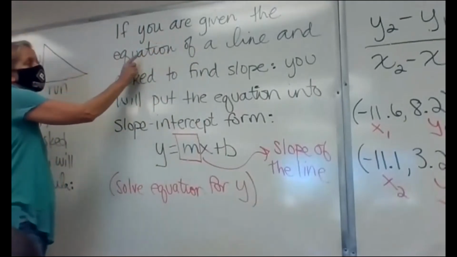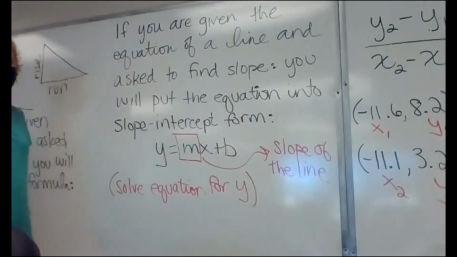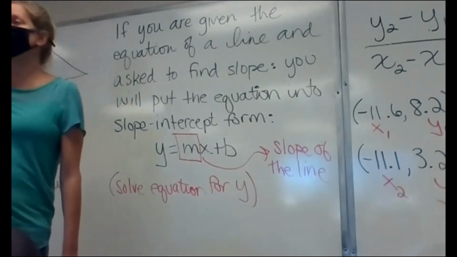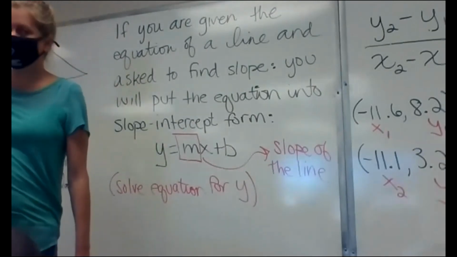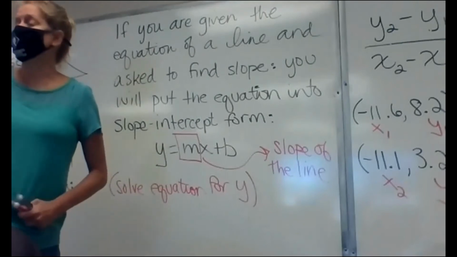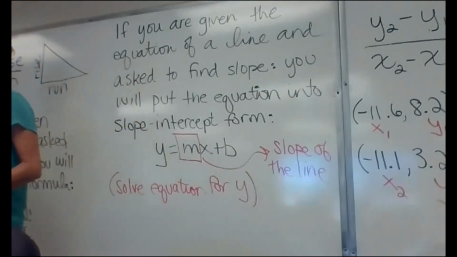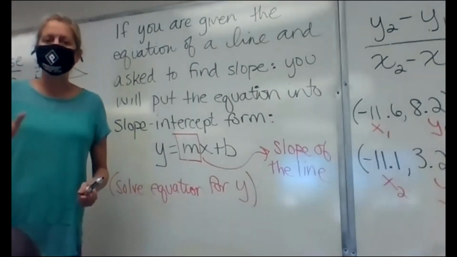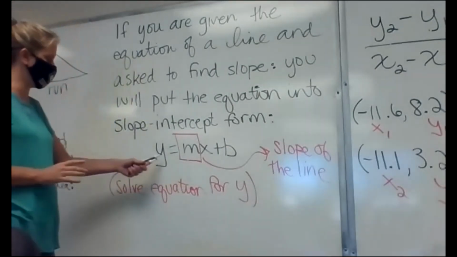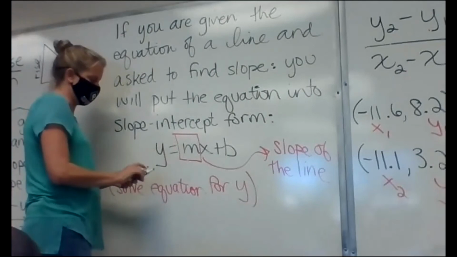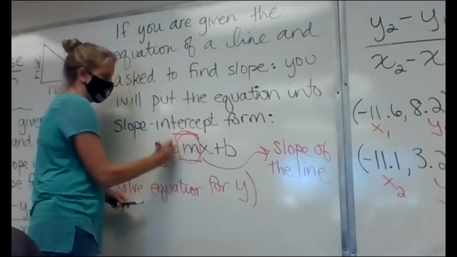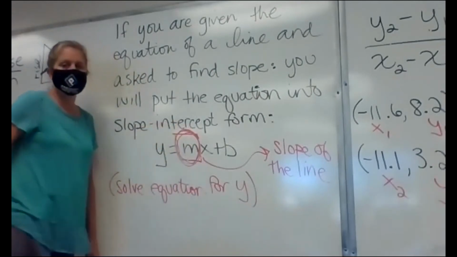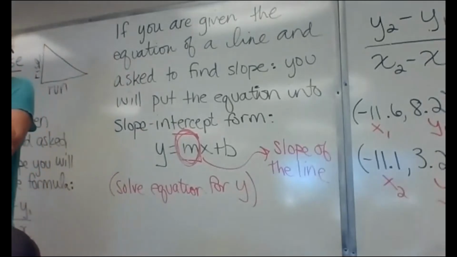If you are given the equation of a line and asked to find the slope, you will put the equation into what's called Slope-Intercept Form, which actually means to solve the equation for y, or get the y by itself. Once you get the y by itself, the number hooked onto the x is the slope of the line.